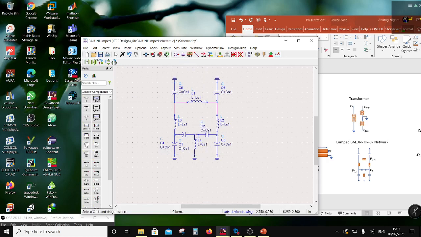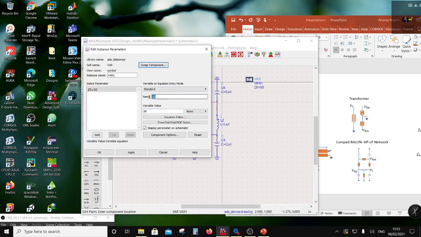Okay. Now, this is your lump balun. Only problem now is to design LS and CS, for which I'm going to write equations. So LS would be equal to Z0. First of all, I'm designing for a certain Z0, so that Z0 is 50, correct? And then I am going to design for a certain frequency F0. Let's say F0 is 10 gigahertz, right?